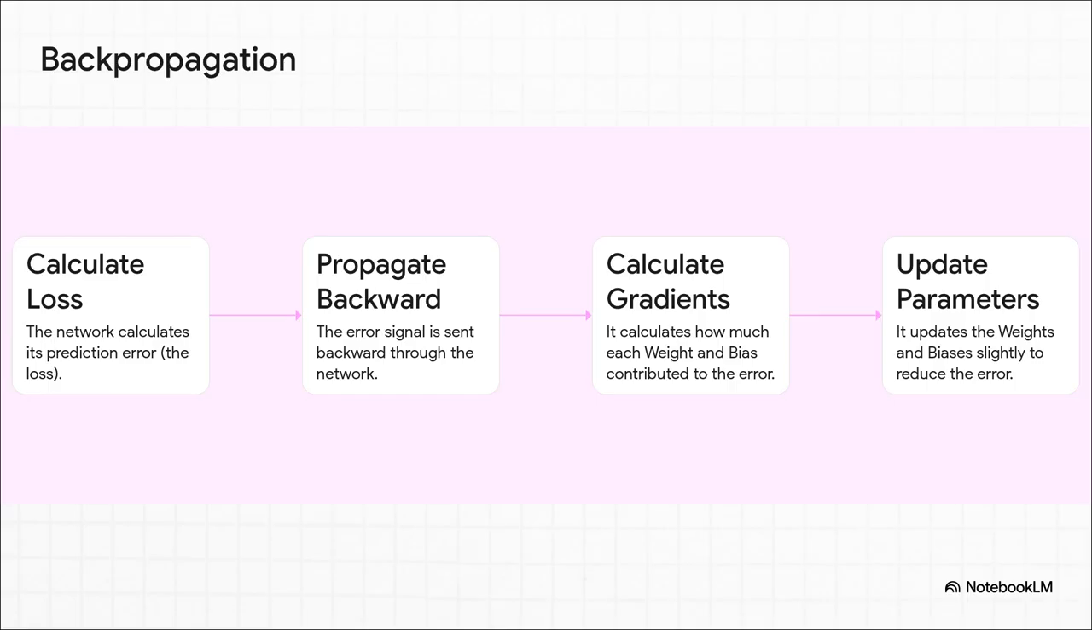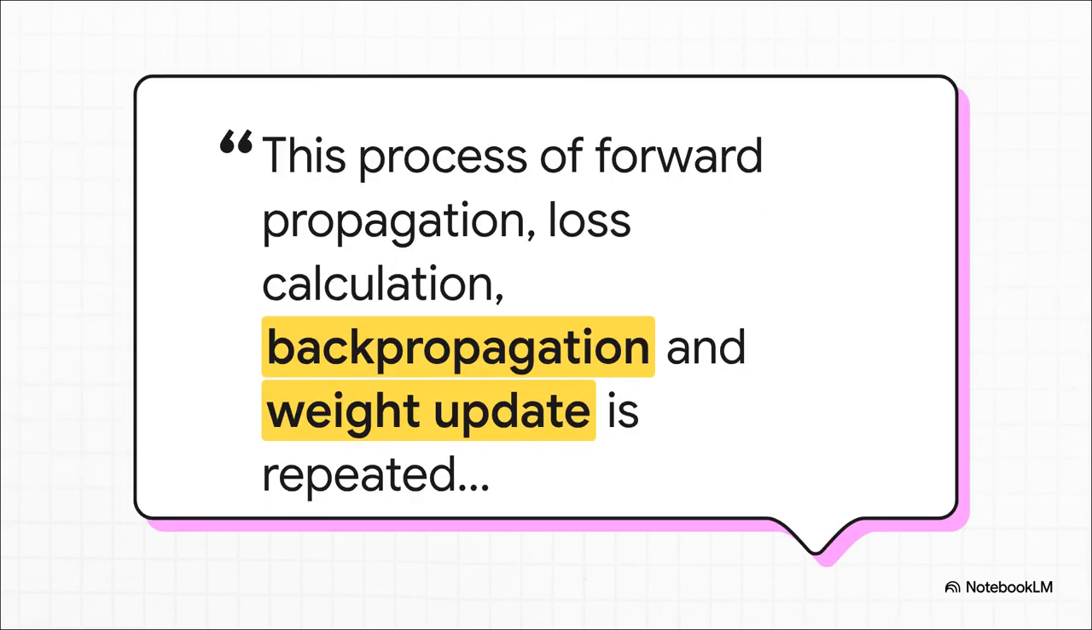The network takes that error score and works backward, from the mistake all the way back through the network. It uses calculus to figure out exactly how much each one of those little tuning knobs, every single weight and bias, contributed to the final screw-up. Then it just adjusts each knob a tiny, tiny bit in a direction that would have made the error smaller. And that's pretty much the whole game right there.